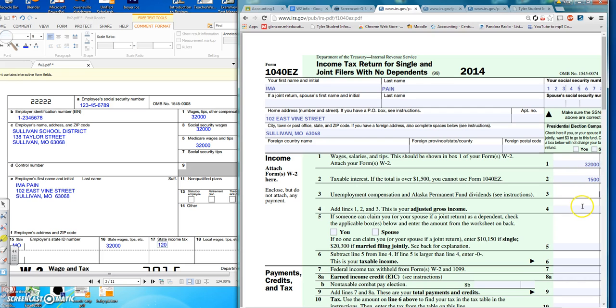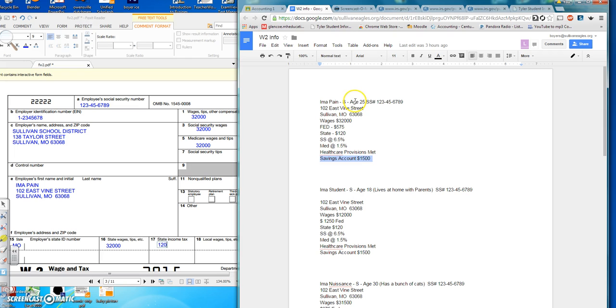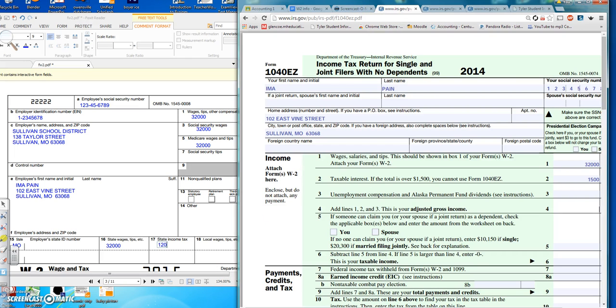Unemployment, we don't have any. We're going to add lines number 1, 2, and 3 together. And then after we do that, it's going to say if someone can claim you or your spouse as a dependent, check the applicable boxes. Well, she's going to live on her own. She's 25, single, lives by herself. So I'm going to go ahead and complete the rest of this little section.